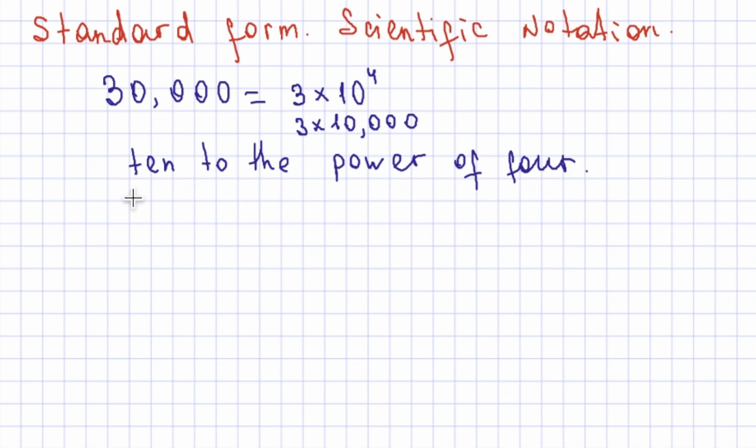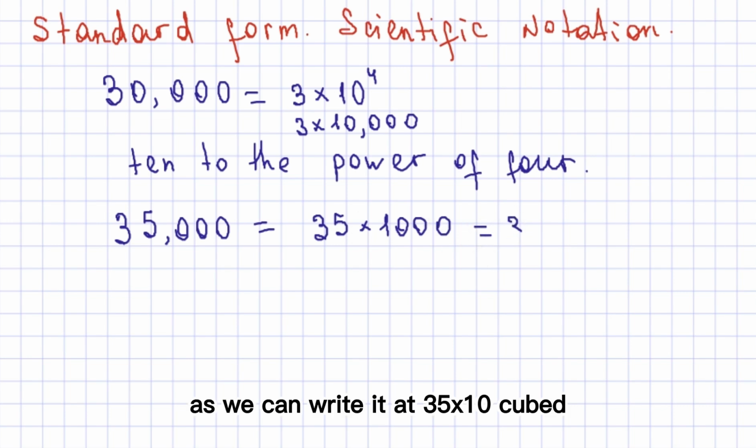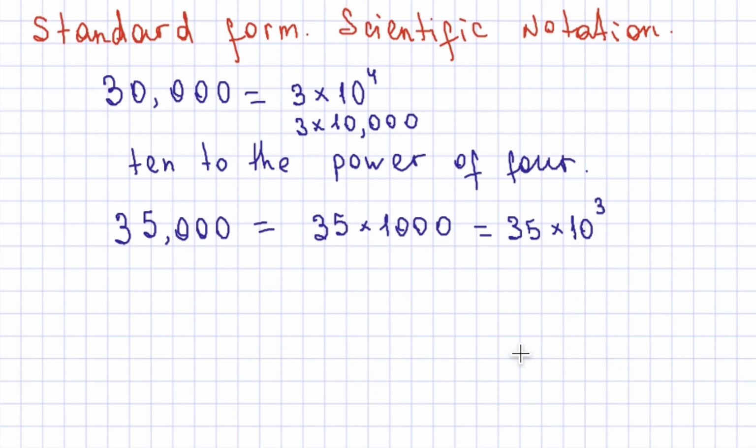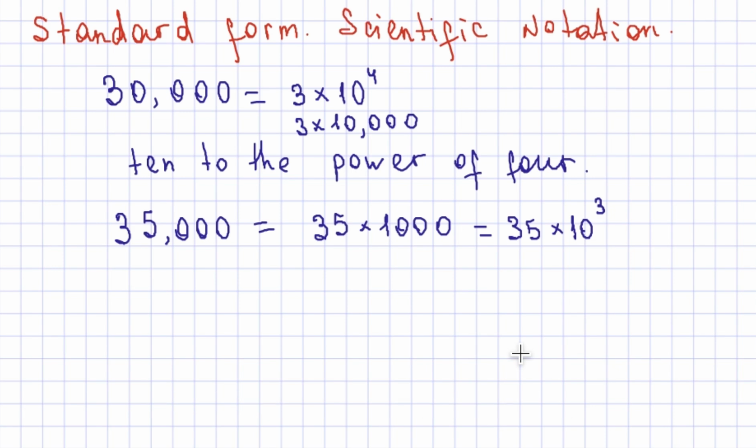Okay, let me write 35,000. 35,000 is 35 times 1,000. We can write it as 35 times 10 cubed. 10 to the power of 3 has a special name, 10 cubed. These are the same numbers, and we write them as powers of 10.